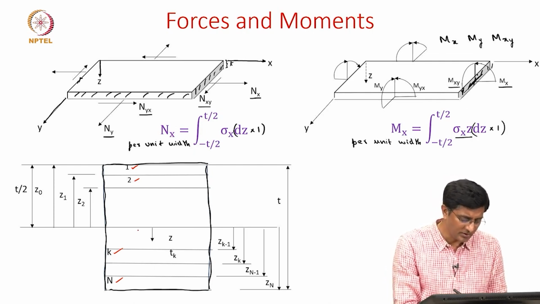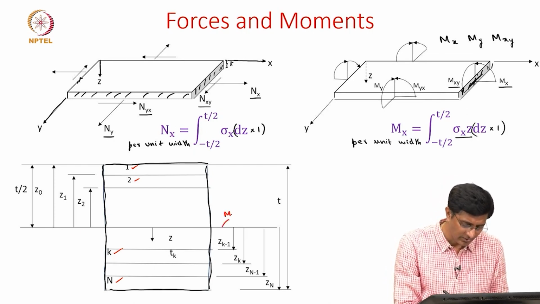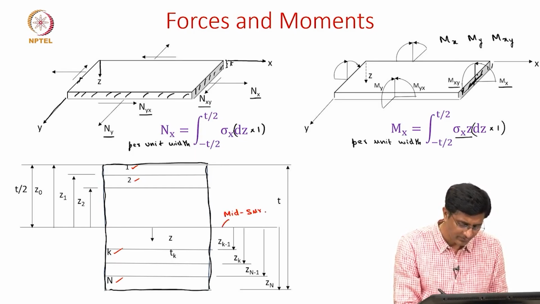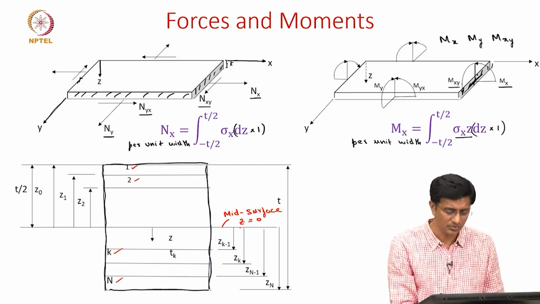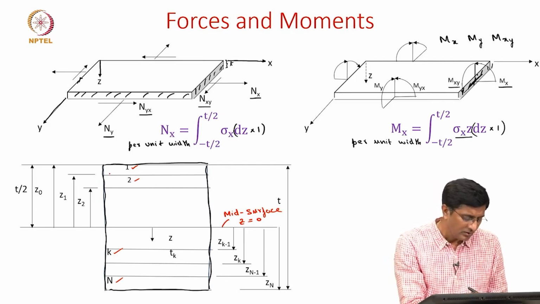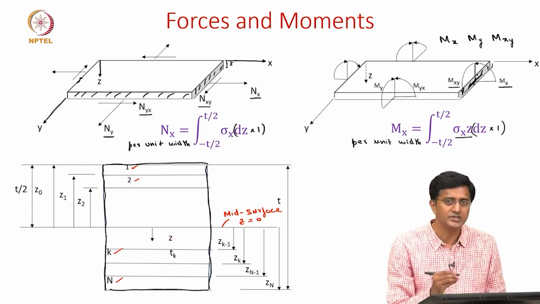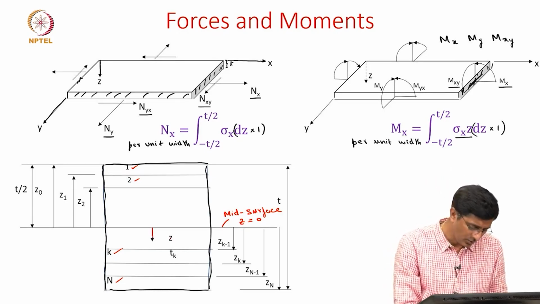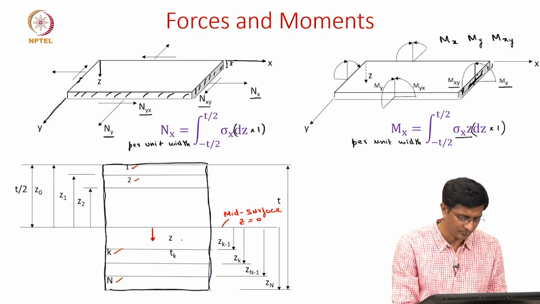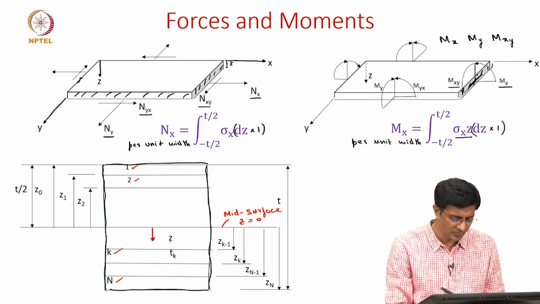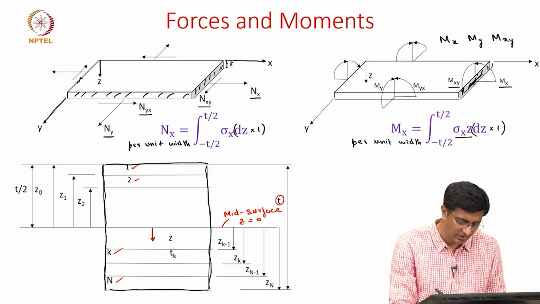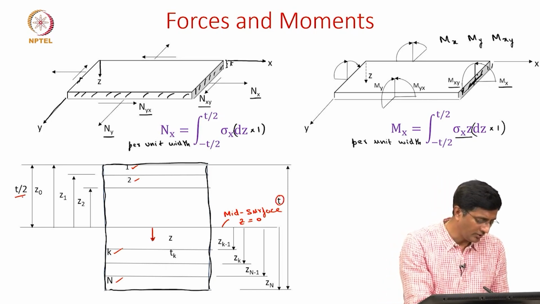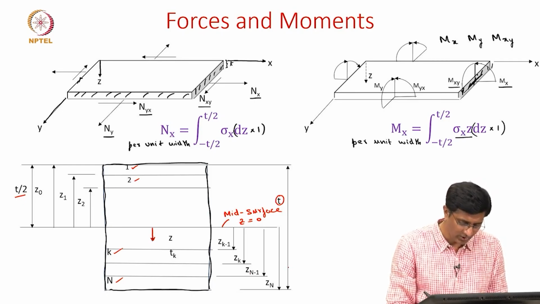So we start with the mid surface. Let's say this is the mid surface, where we say the Z value is 0, which means this axis passes through the mid surface. And we also mentioned that the Z direction is going downwards for positive. So the Z goes downwards for positive, which means we know that the total thickness of the laminate is T, and so we have T by 2 in the top half and T by 2 in the bottom half.